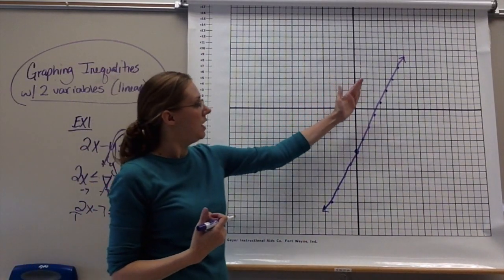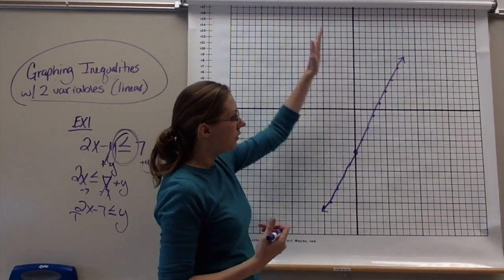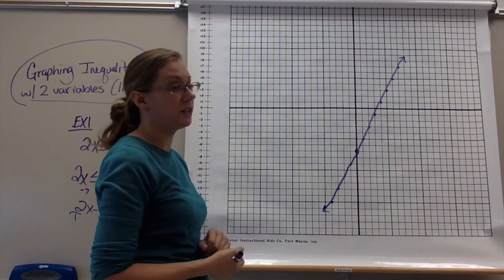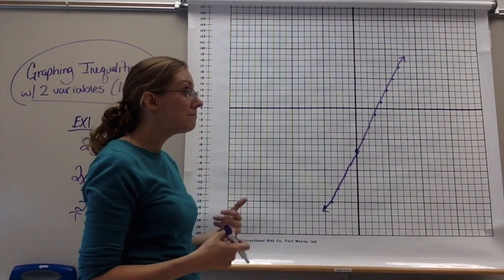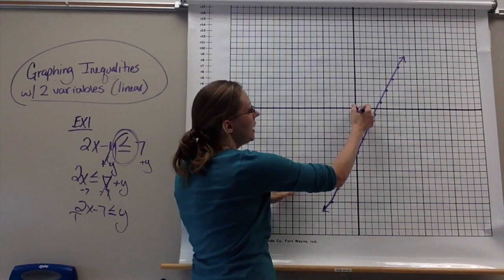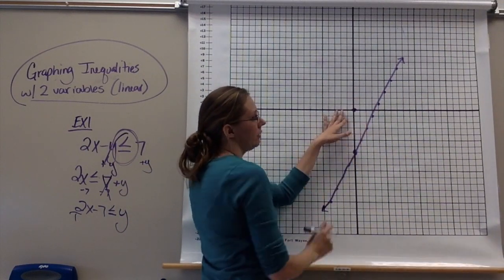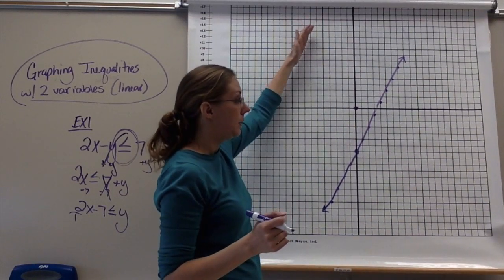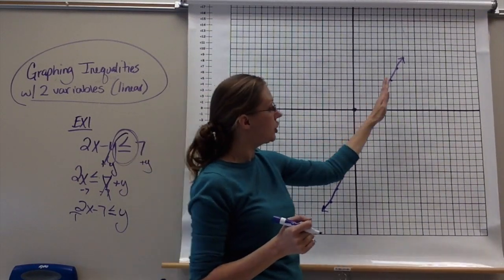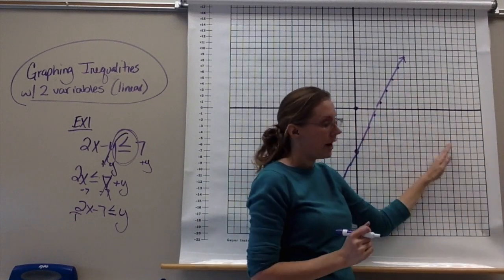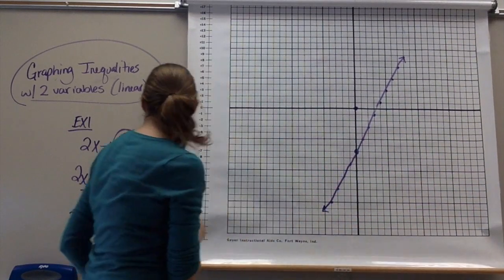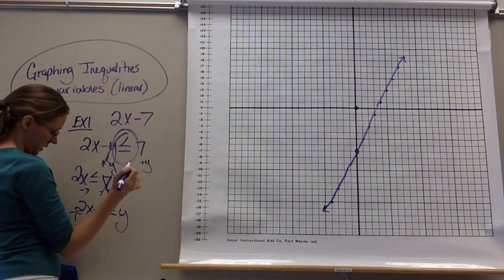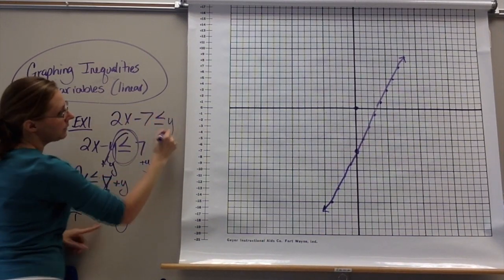Next, I need to decide, am I going to shade above? Am I going to shade everything below? So I'm going to pick a point, plug it in, and see if it works. Point that's easiest to do, right here, origin, 0, 0. If this is true, then I'm going to shade everything above it. If this is false, I'm going to shade where the 0, 0 is not, everything below. So I'm going to rewrite this: 2x minus 7 is less than or equal to y.